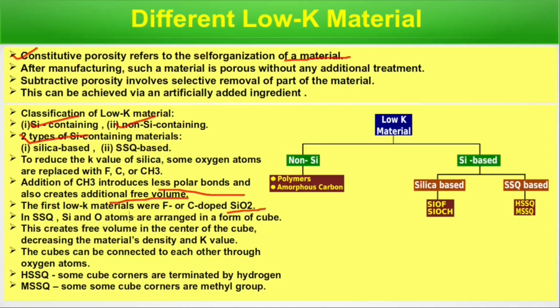Now in SSQ, silicon and O atoms are arranged in the form of a cube. This creates free volume in the center of the cube, decreasing the material's density and K value. The cubes can be connected to each other through oxygen atoms. If some cube corners are terminated by hydrogen, it's called HSSQ, and if a methyl group is at the corners, it's called MSSQ. These are some materials we have talked about: low-K materials, copper interconnects and multilayer metallization. We are done with this slide, and actually we are done with our today's discussion.